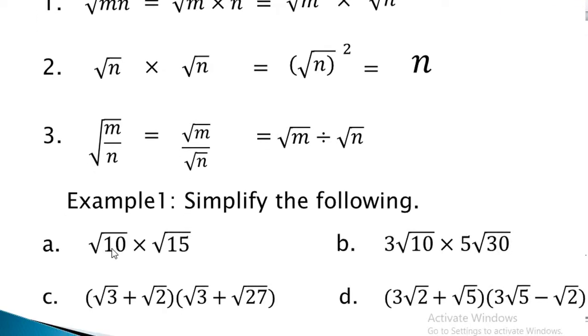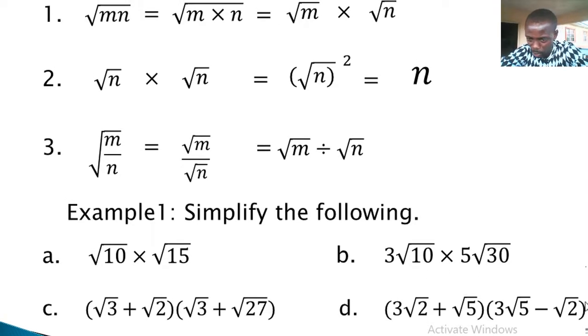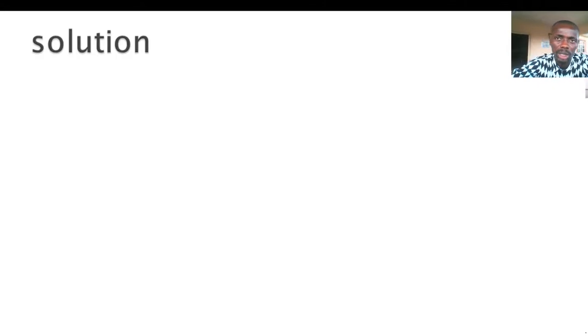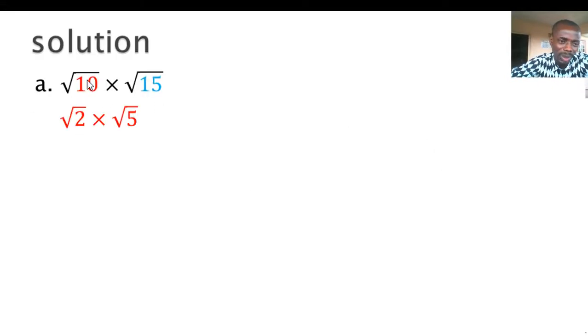We're going to be considering root 10 multiplied by root 15, 3 root 10 multiplied by 5 root 30, and so on. So, solution. We're going to be simplifying root 10 multiplied by root 15. We are splitting root 10 into root 2 multiplied by root 5, and we are going to be splitting root 15 into root 3 multiplied by root 5. Hope that is clear.